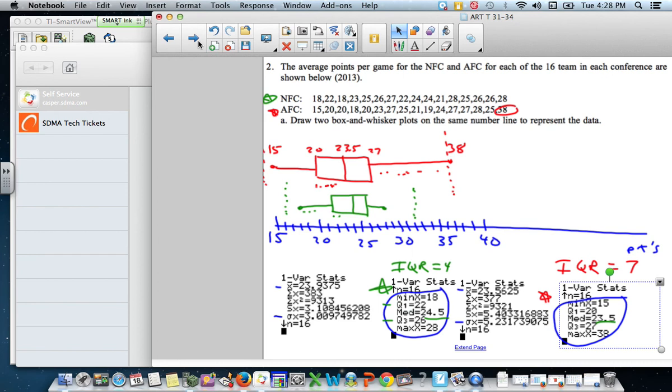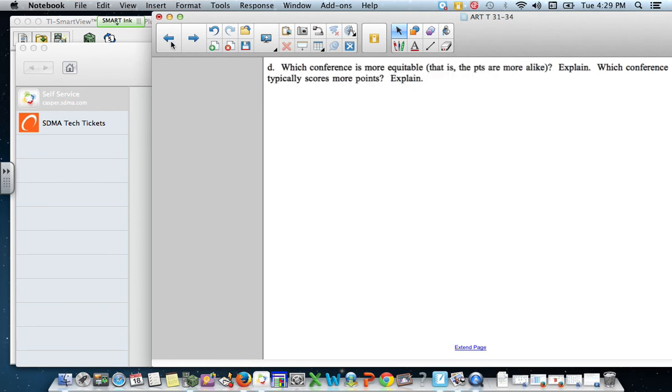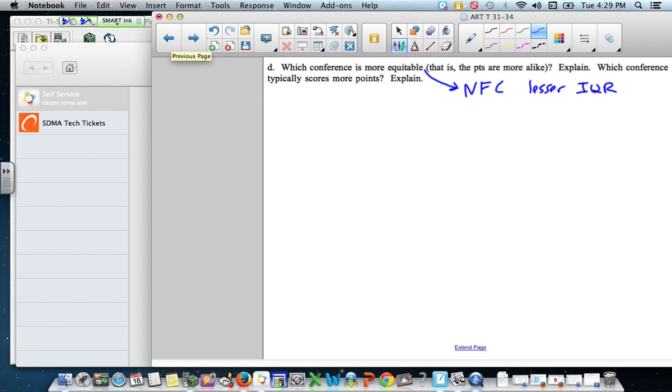So what that means in context here is the games for the NFC might be more evenly matched. In the AFC, they might be more of blowouts. And we can also see the center comparison a little here, how this one, the green one, is to the right more than the red one. So that I kind of already answered the final question here for D. Which conference is more equitable? I would say the NFC, because they have a lesser spread, IQR. The team that scores more points is also the NFC because their median is higher.